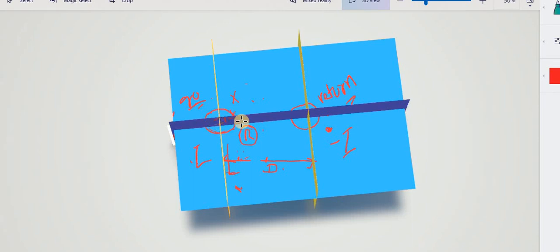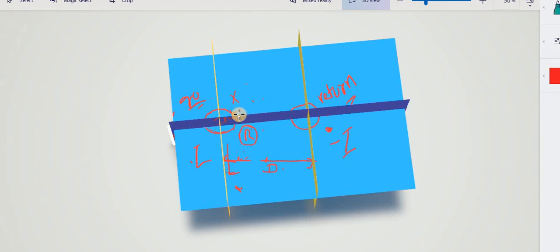Now we have to discuss what magnetic field intensity we get inside this conductor, and for this magnetic field intensity, what flux we get.